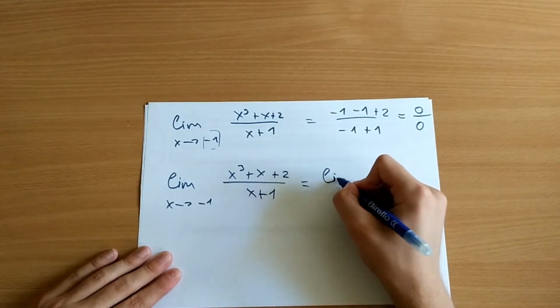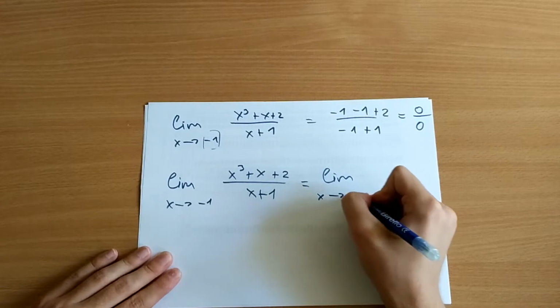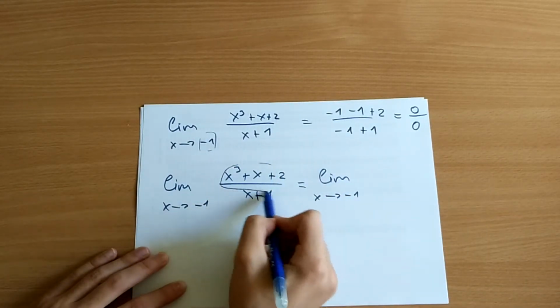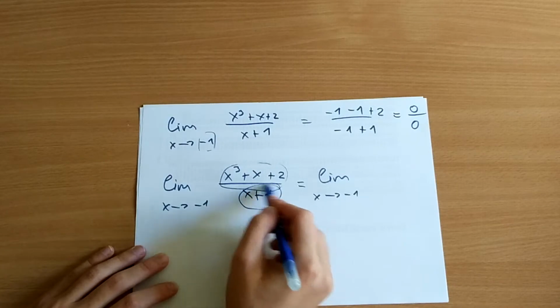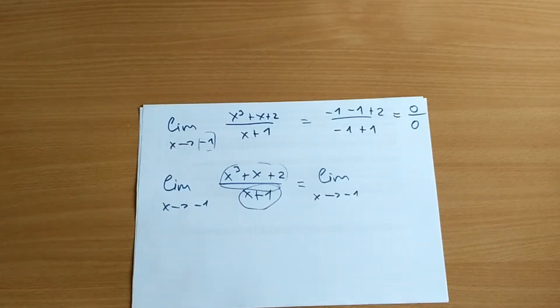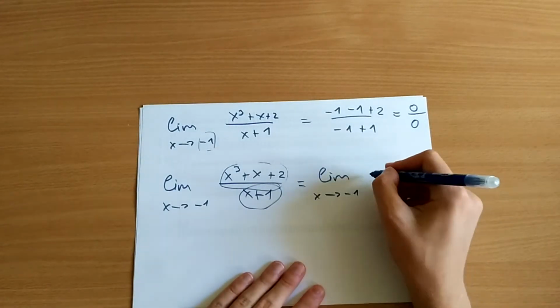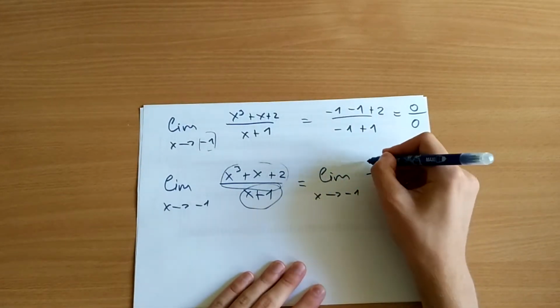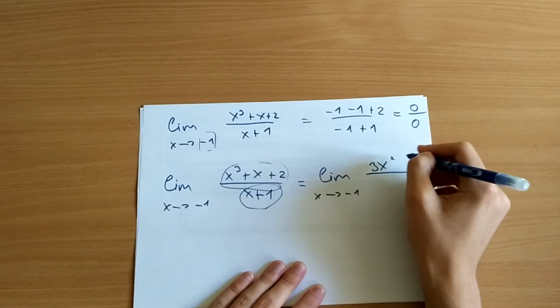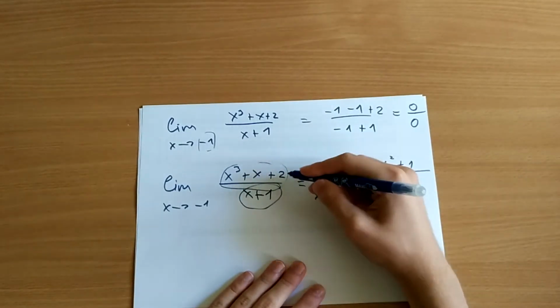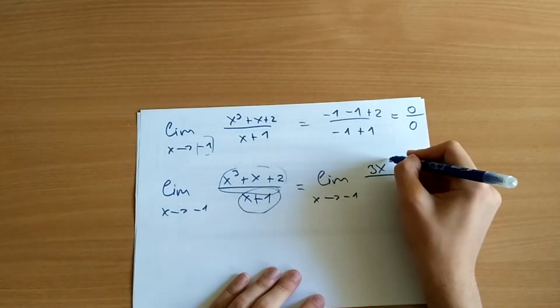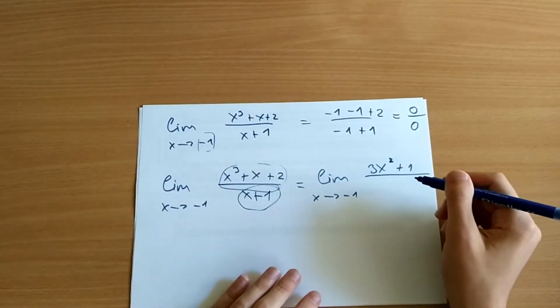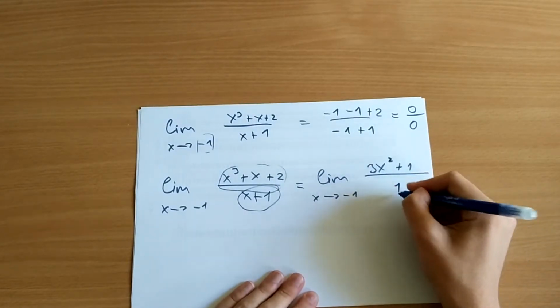Now we have to find the derivative of each of these functions, the numerator as one function and x plus 1 as another function. But remember not to use the quotient rule. That is not the case in L'Hopital's rule. So what is the derivative? We'll get 3x squared plus 1, and the derivative of 2 is 0 since it is a constant. And in the denominator we have only 1.